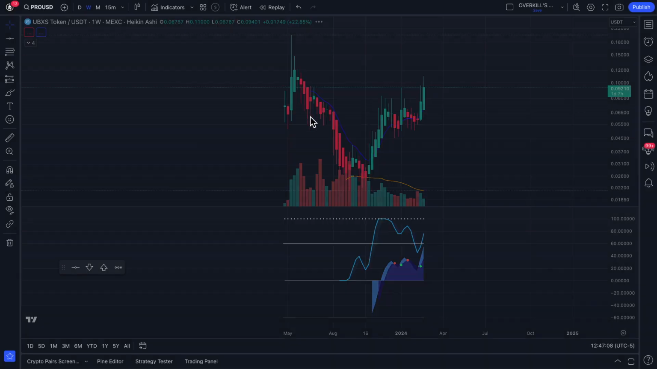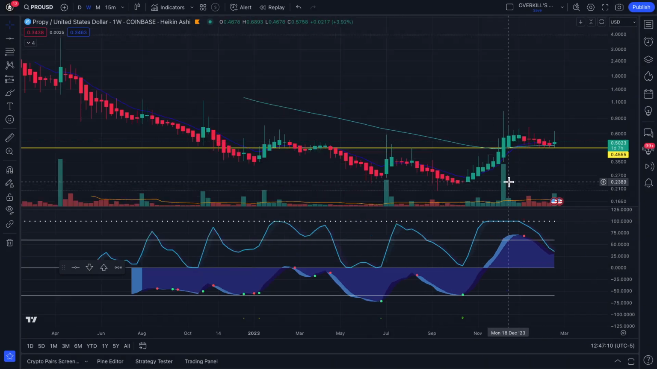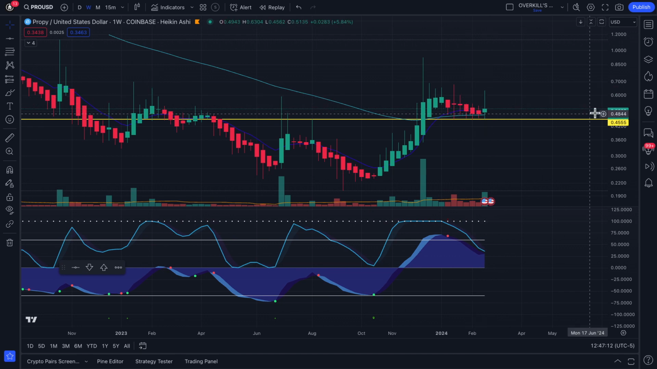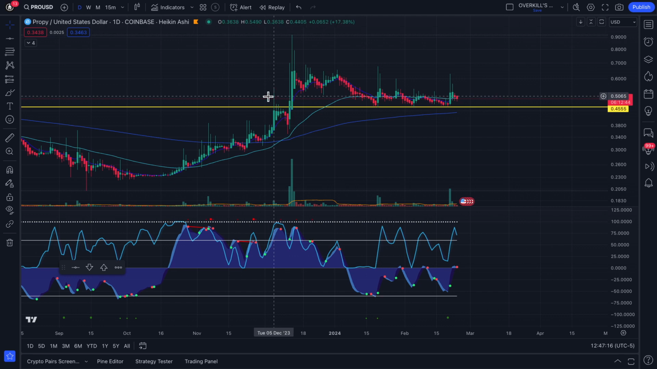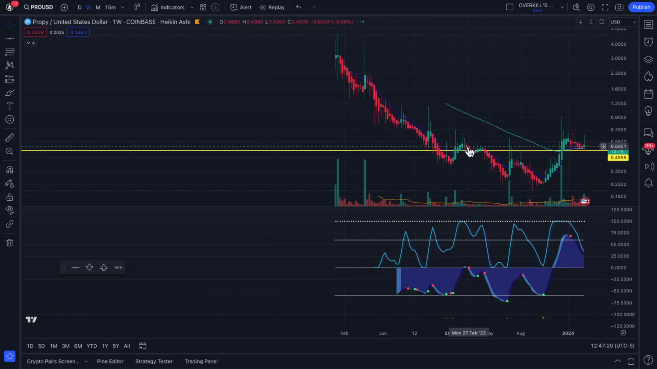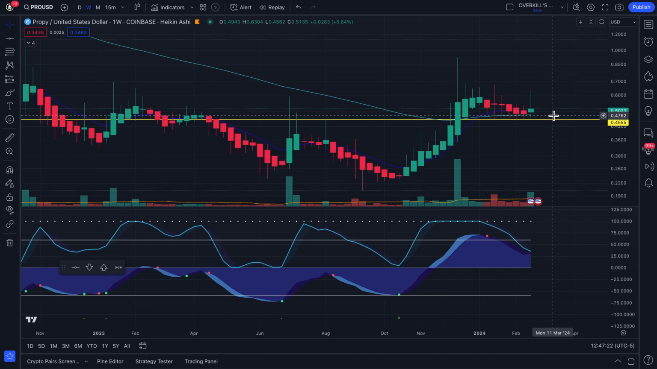You just keep moving your weekly stop loss up on that. PRO's still holding here. Okay, that's still a green candle. Let's take a look at the daily. We called this one out on Wednesday's video. This is a massive consolidation pattern. So the stop loss is going to be 40 cents on this one. Okay, and this is a very low market cap coin, so very risky.